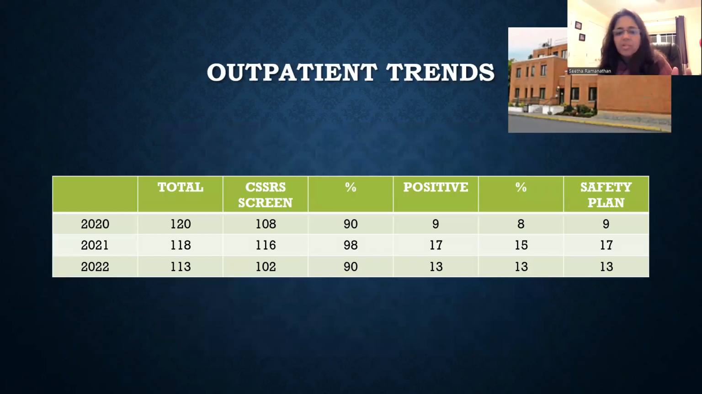All right, so these were the outpatient trends. Again, remember the numbers are small. These are the new patients that we saw, 120, 118, and 130. It's a much smaller program.